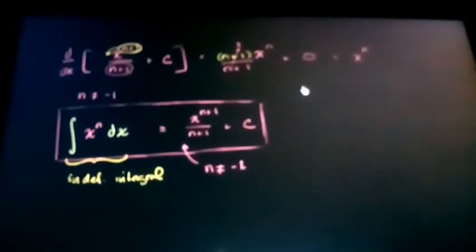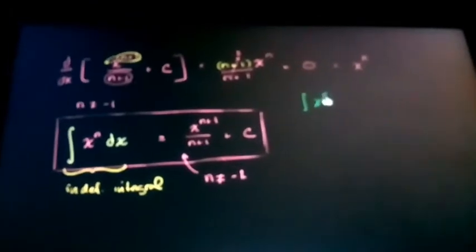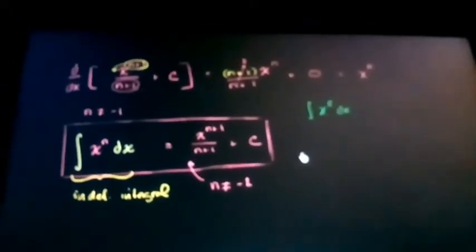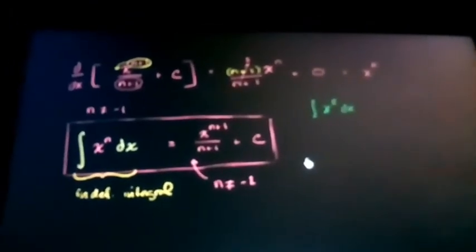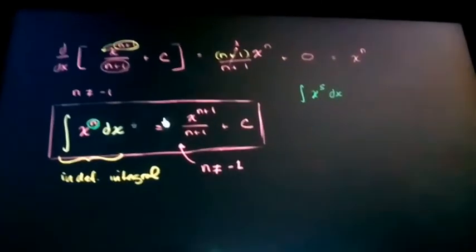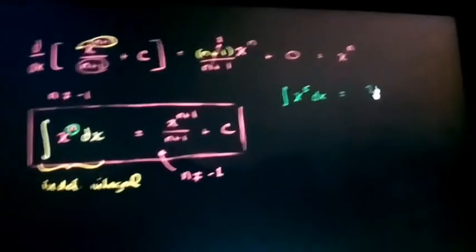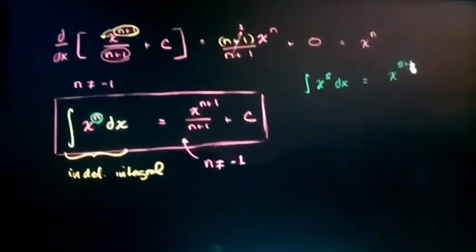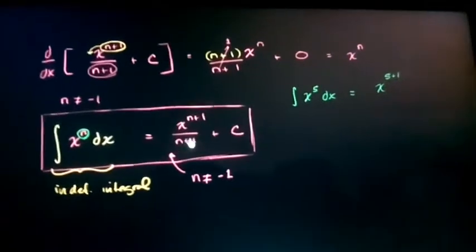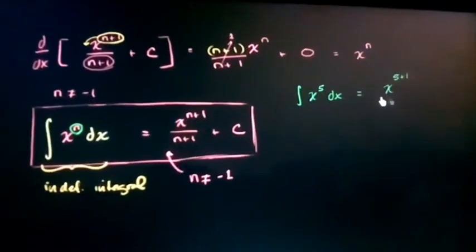So let's take the antiderivative of x to the 5th power. What is the antiderivative of x to the 5th? Well, all we have to say is, look, the 5 is equal to the n. We just have to increment the exponent by 1. So this is going to be equal to x to the 5 plus 1 power. And then we divide by that same value. Whatever the exponent was, when you increment it by 1, we divide by that same value. Divided by 5 plus 1.